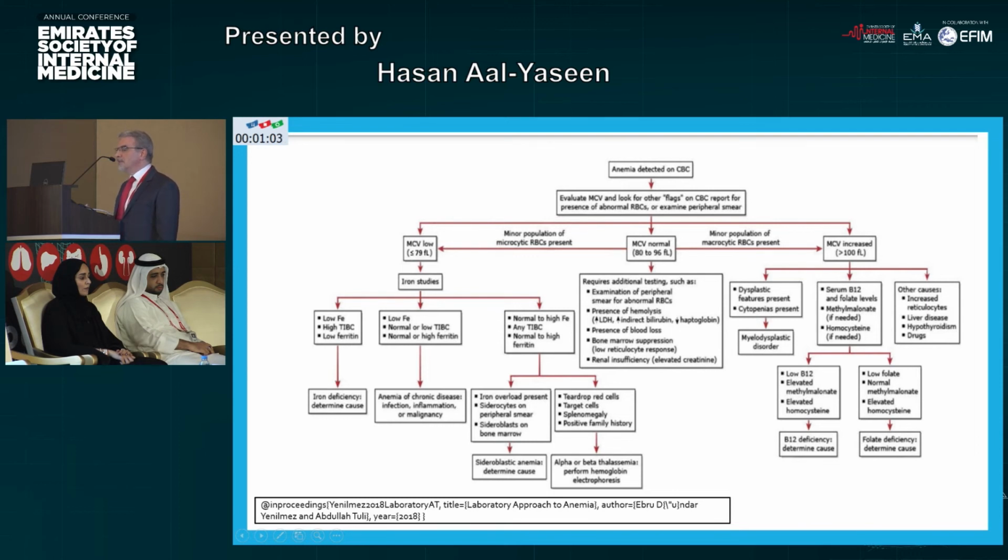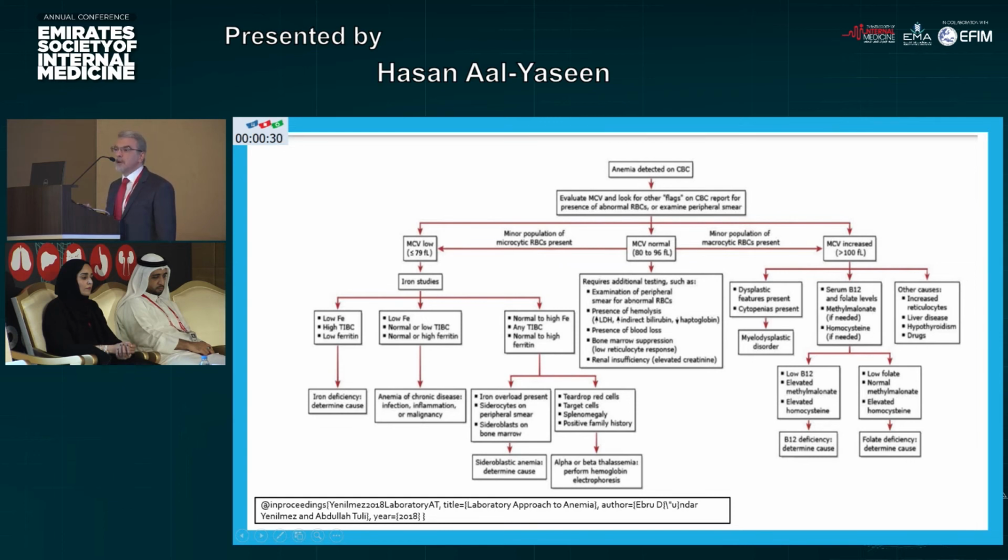If you, on the other hand, have normal or high iron with a variable total iron binding capacity and normal or high ferritin, you can either have iron overload clinical cases like sideroblastic anemia, or you may have, if you have teardrops in the peripheral blood, target cells, splenomegaly, and in the history a positive family history, then you may be dealing with hemoglobinopathies, beta thalassemia.